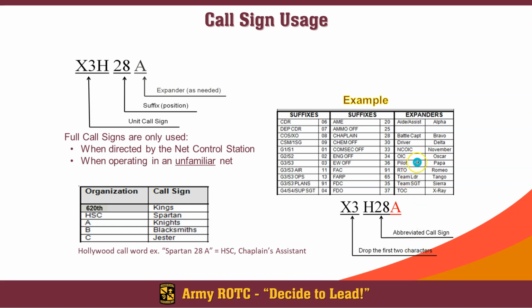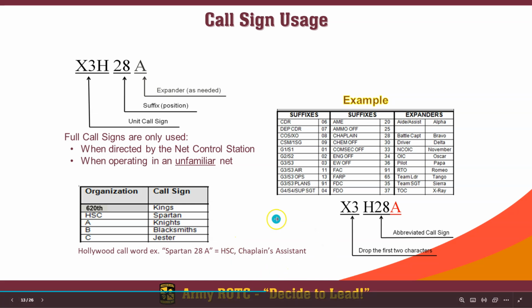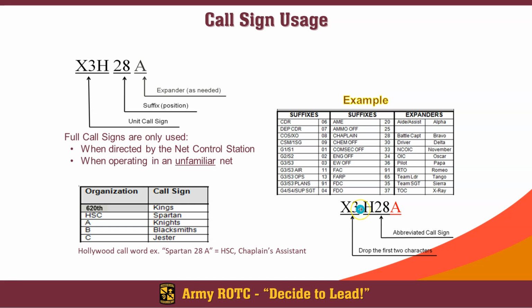So a pilot's expander would end with Papa. The RTO, which you probably hear in ROTC, has the suffix or the expander of Romeo at the end. So in this one, you've got the X-ray 3, right? X-ray 3, Hotel 28, which would be your chaplain. And then Alpha means the aide or the assistant. So this right here becomes the chaplain's assistant. So the X-ray 3 is the unit call sign.